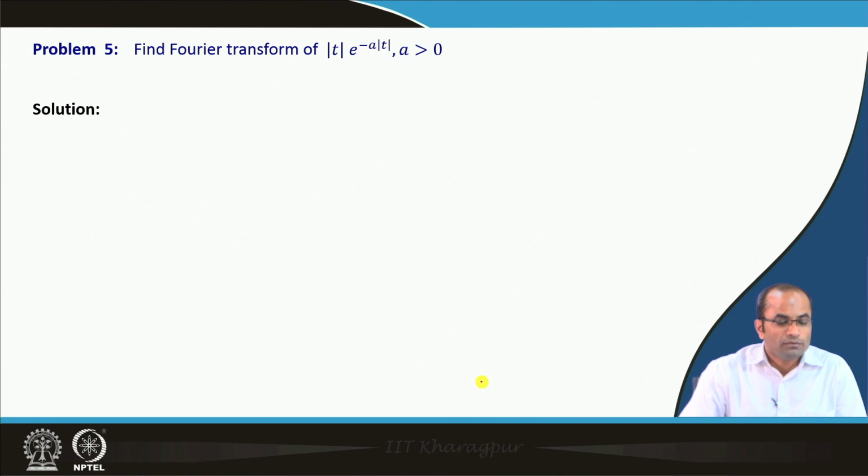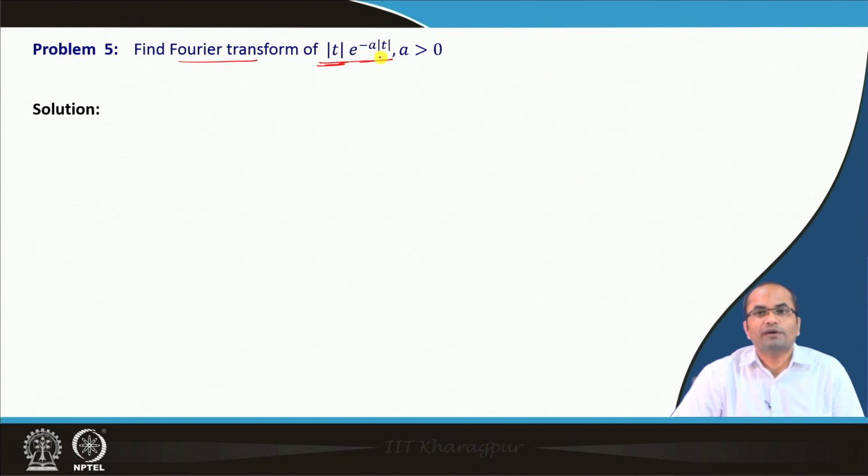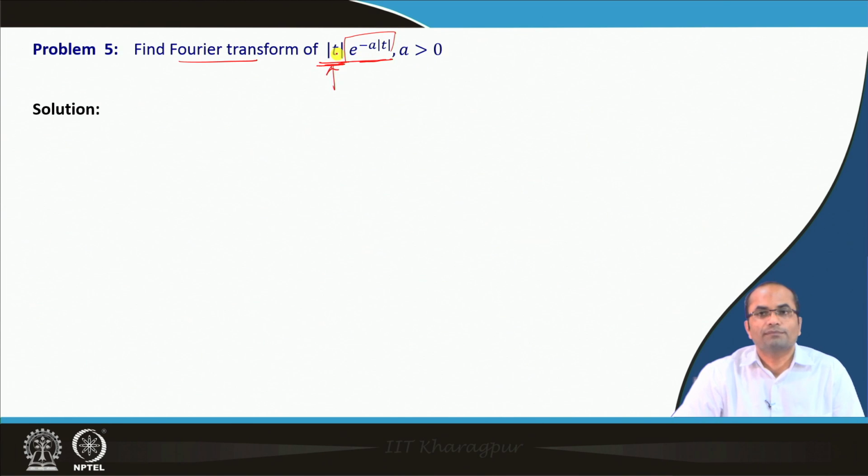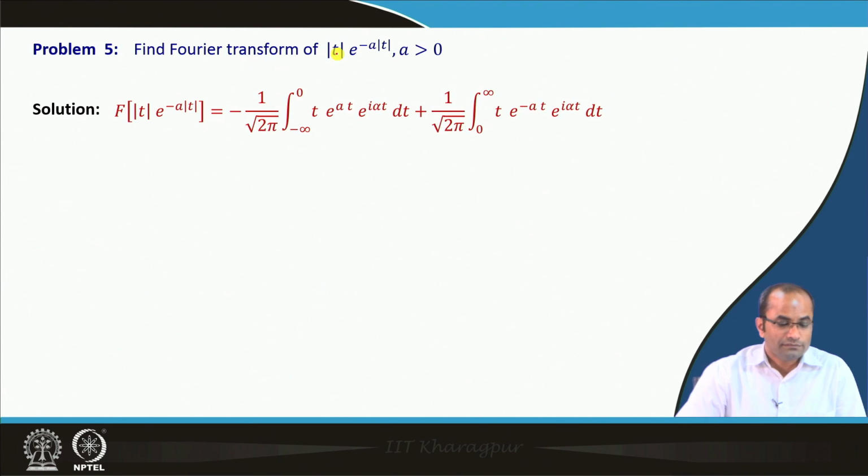So, another problem where we will look for the Fourier transform of this function. Now, we have this absolute value of t and e power minus a absolute value of t. So, this e power minus a absolute value t we have already evaluated, but this is different because here absolute value of t is also sitting with e power minus a absolute value of t.